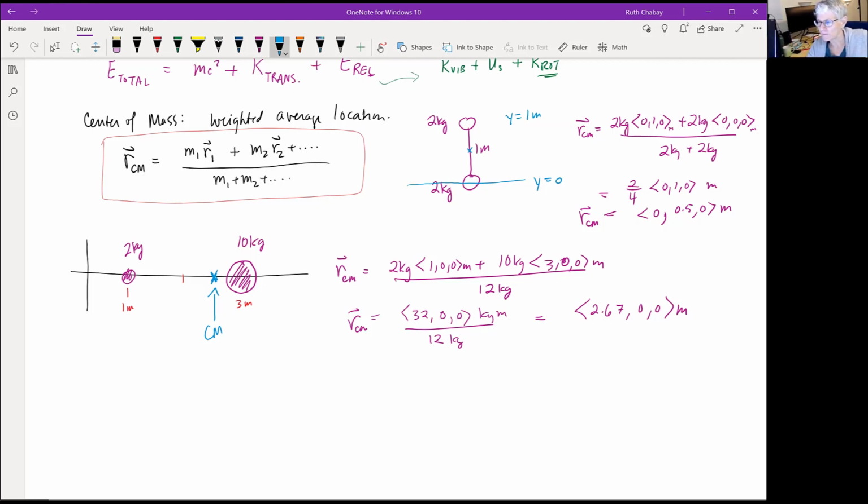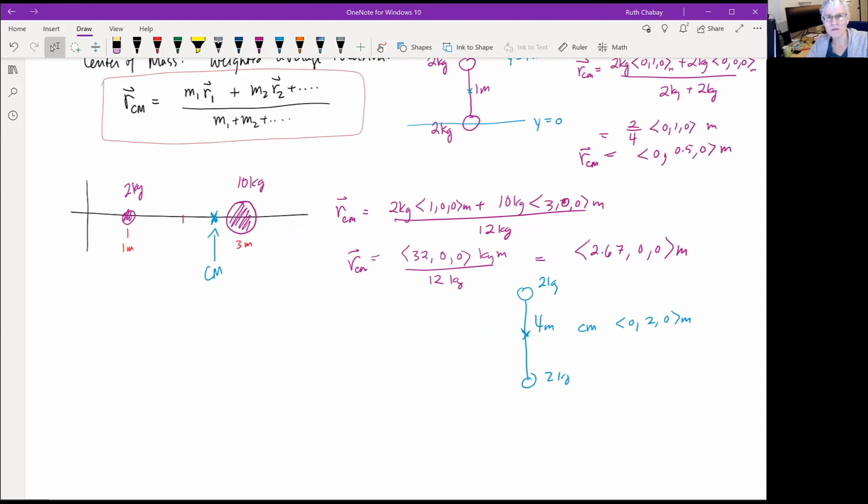Even in the case of our symmetric dumbbell up here, the one along the y-axis, if you made it longer, so if this was 4 meters long, then the center of mass wouldn't be at 0.5 anymore. It would be in the middle of these two things, so it would be at 2.0 meters. So you take into account the position and the mass of the objects.